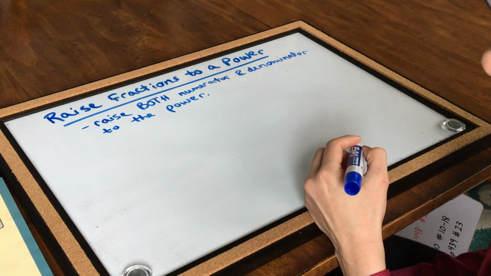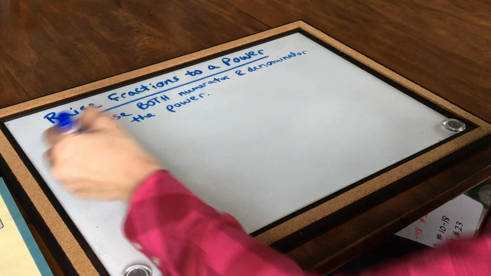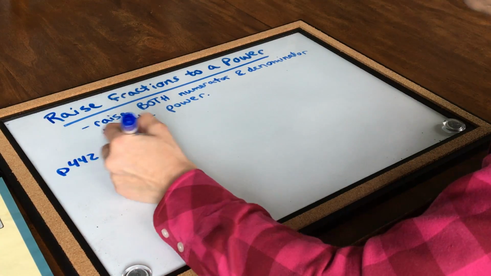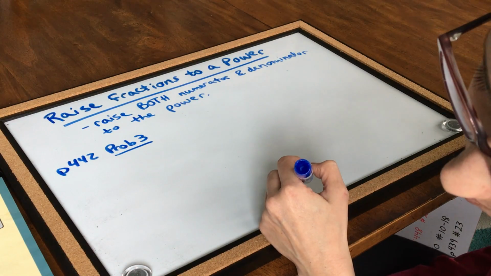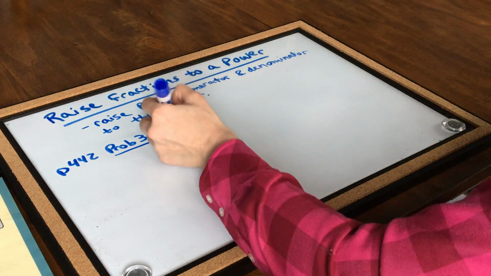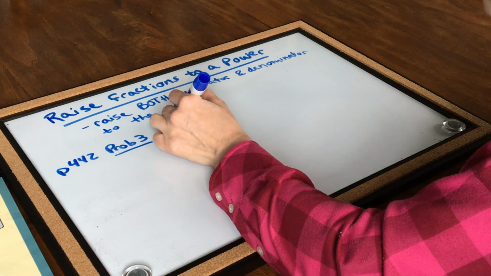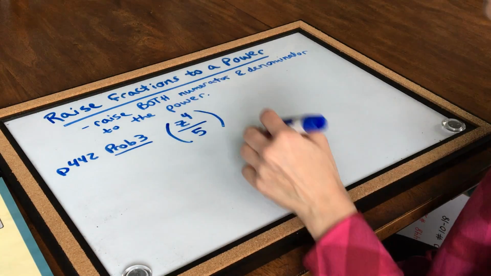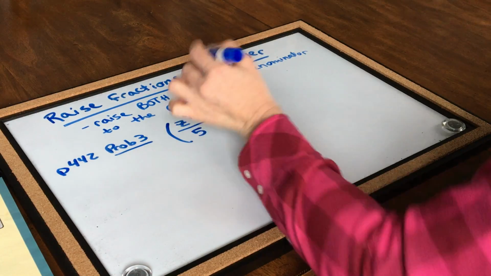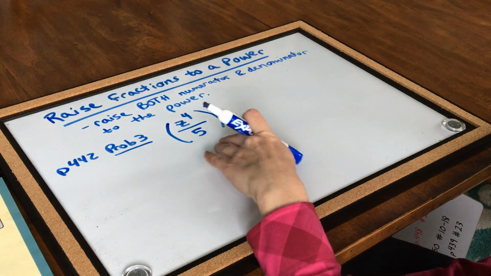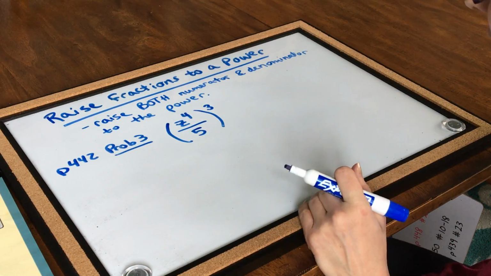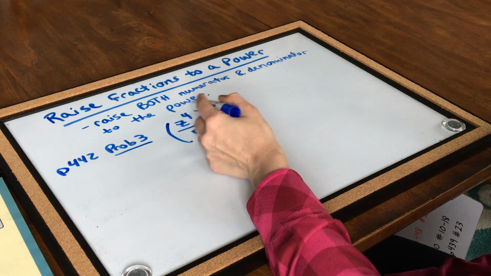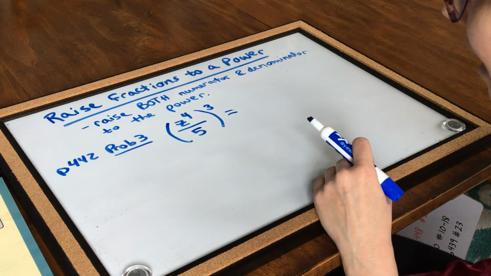Okay, let's take a look at an example and you'll see what I mean. So I'm working on page 442 and I'm working on problem number 3. It gives us a power which is z to the 4th, and z to the 4th is divided by 5, and they're raising this entire thing to the 3rd power. Again, we're raising something inside of parentheses to a power. So what that means is I have to raise both my numerator z to the 4th and my denominator 5 to a power.